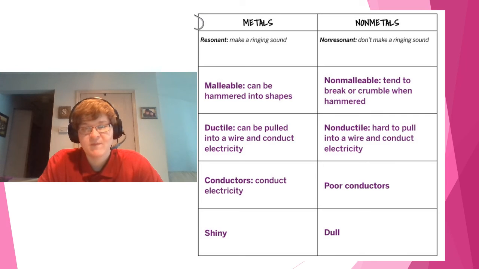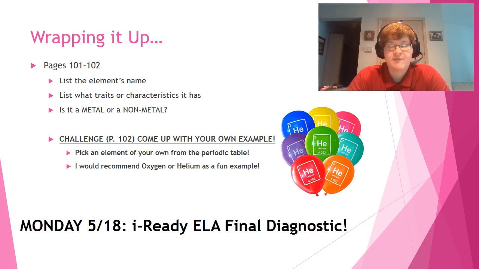Our next few activity pages are going to give you a description of an element, and it's going to want an answer: is it a metal or non-metal? And then what traits does it have? Wrapping up for the day, make sure you finish page 101 and 102. Remember, you need to list the element's name. That's easy. They tell you what it is in the description. List what traits or characteristics it has. Again, that's in the description. And then you have to make the call. Is it a metal or a non-metal? Look back at our chart to see which one you think it's likely to be.